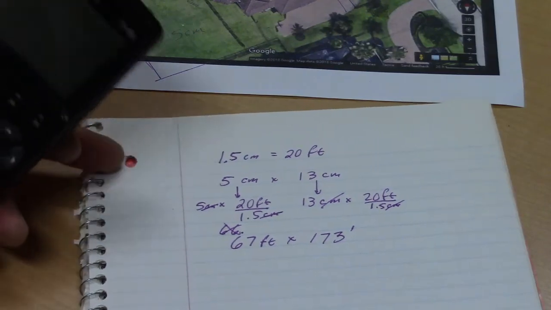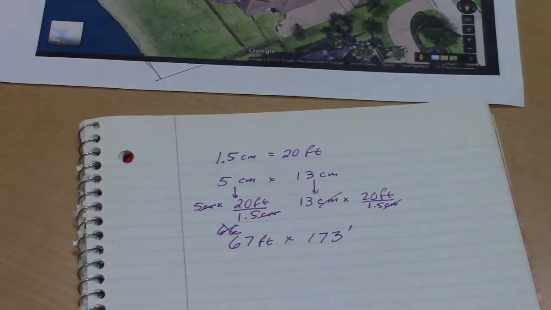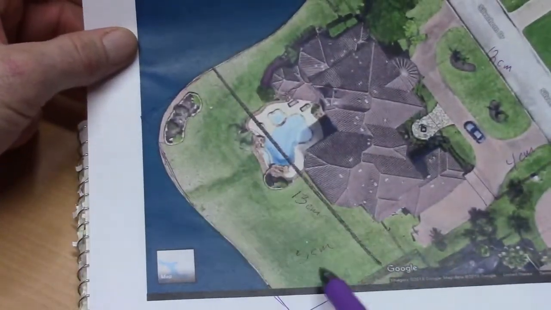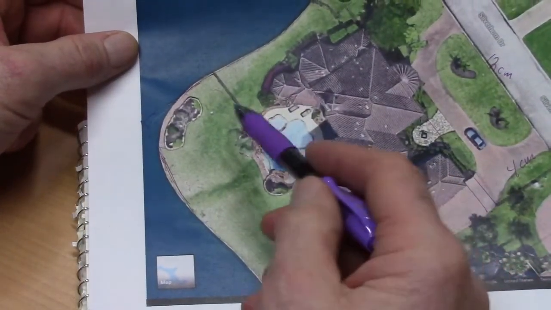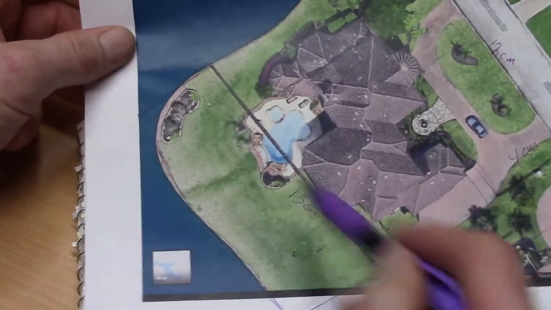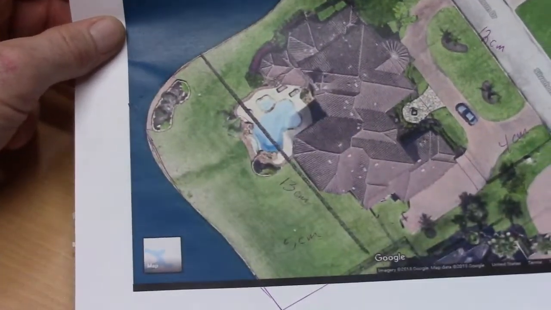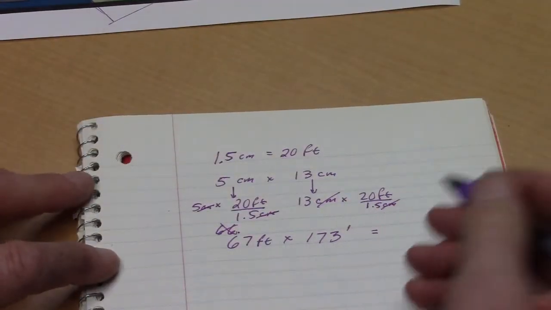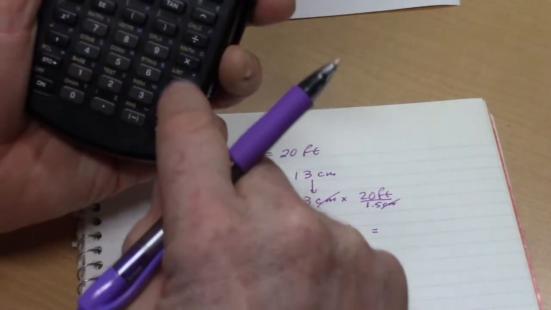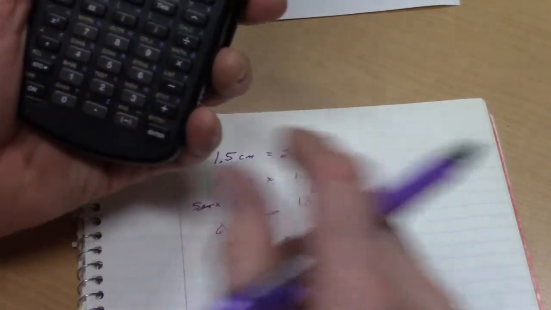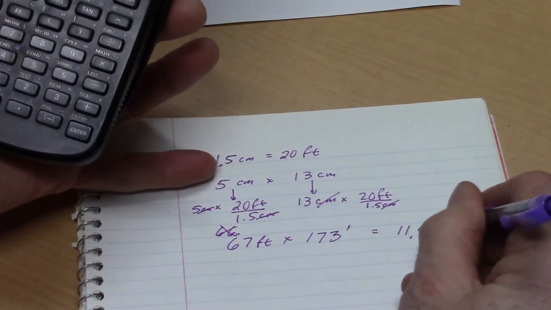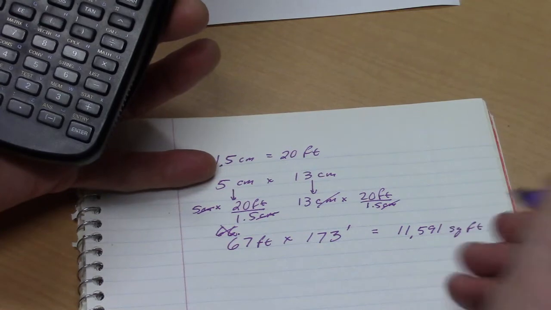So that's just for one rectangle, this region right here, which really includes this and a little bit of that to cover up the parts that are missing. If I wanted to calculate that in square feet, I could do that. 67 times 173 is 11,591 square feet.